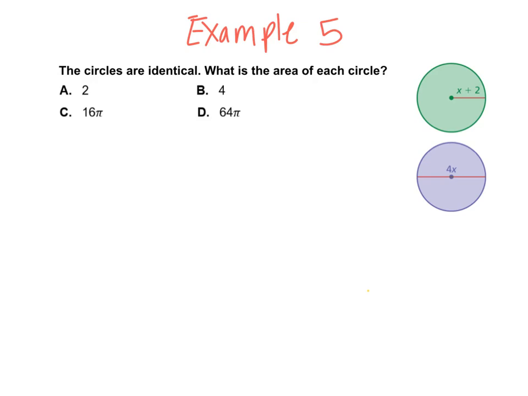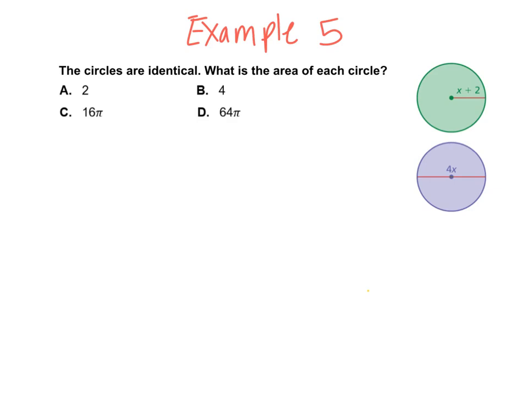Right, for this example 5, they are telling you that these circles are identical in shape and size. So that means all the measurements are going to be equal to each other. In this case, they're asking you what is the area of each circle. So the areas are going to be the same, so we really only have to solve this once.